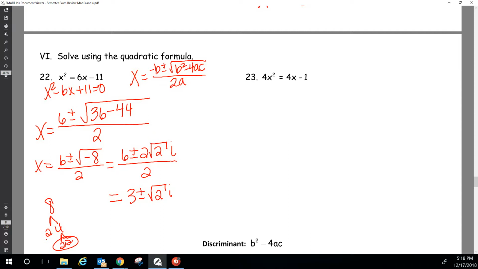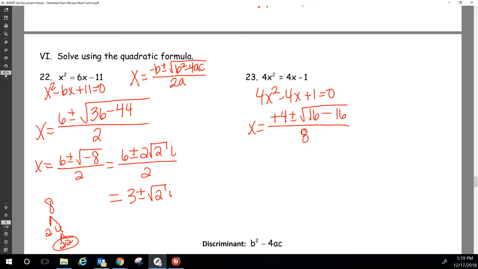Number 23, again, you got to set it equal to 0 first. And then we can do the quadratic formula. So minus b would be minus a minus 4. In this case, it's positive 4. All over b squared. -4 times -4 is positive 16. Minus 4 times 4, 16 times 1 is 16. All over 2 times a, which is 2 times 4, which is 8.